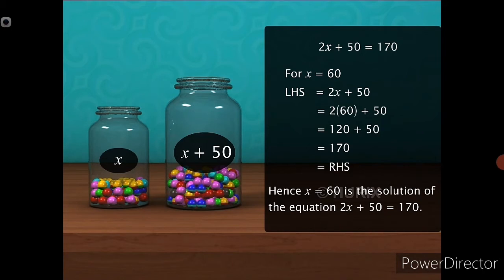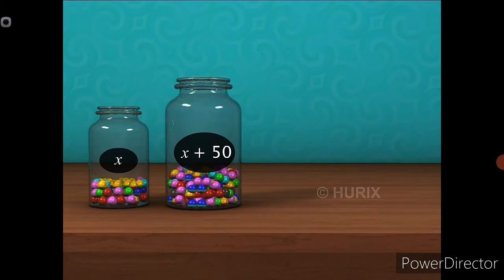In general, if a particular value for a variable satisfies the equation, that is, the left-hand side equals the right-hand side, then that value of the variable is called the solution to the equation. Now that we've found the solution to this simple equation, we can say that the number of marbles in the smaller jar is 60 and the number of marbles in the bigger jar is 110.